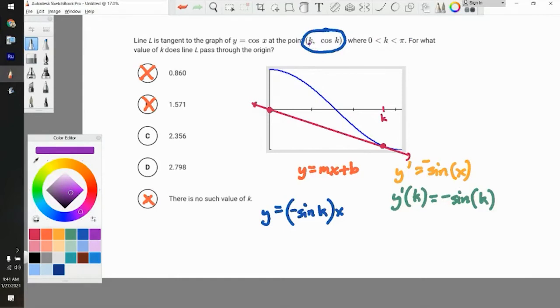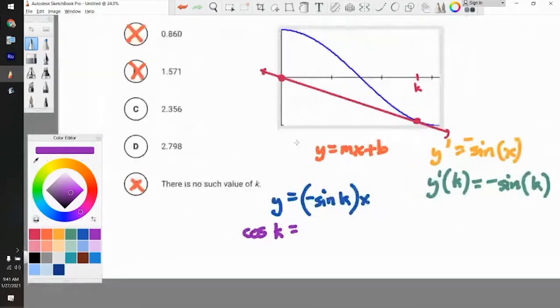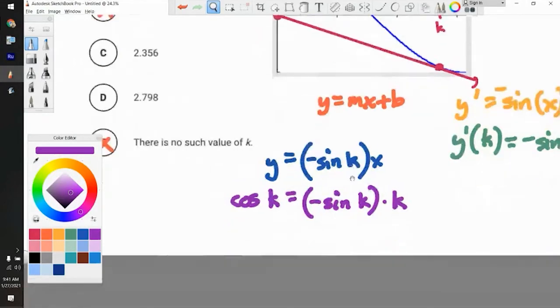So our x is k and our y is cosine k. So check this out. Cosine k is the y. Again, it just says that up there. Cosine k is the y. And the x is k as well. So now it's negative sine k times k. But we need to solve for k, and this is impossible to solve algebraically. So guess what you need to use? Your calculator. So we are going to graph cosine x on one side and then negative sine x times x on the other, and we're going to see where it intersects.